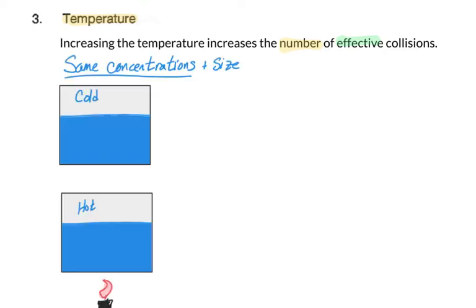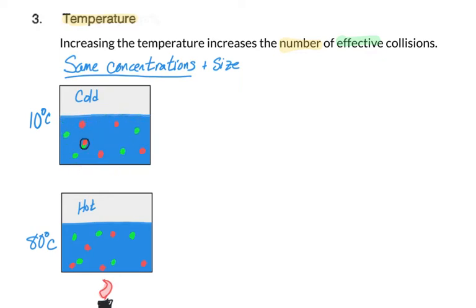To compare this, we're going to look at a container at a colder temperature, let's say 10 degrees Celsius, with 5 particles of each reactant in it, and another container with the same concentration and the same particle size, so 5 particles of each reactant, but we're going to heat this one up to 80 degrees Celsius. As you can see, at the cold temperature, the particles are moving slowly, which means that they have a low kinetic energy. And that means that they don't have as much energy in order for the reaction to occur effectively.